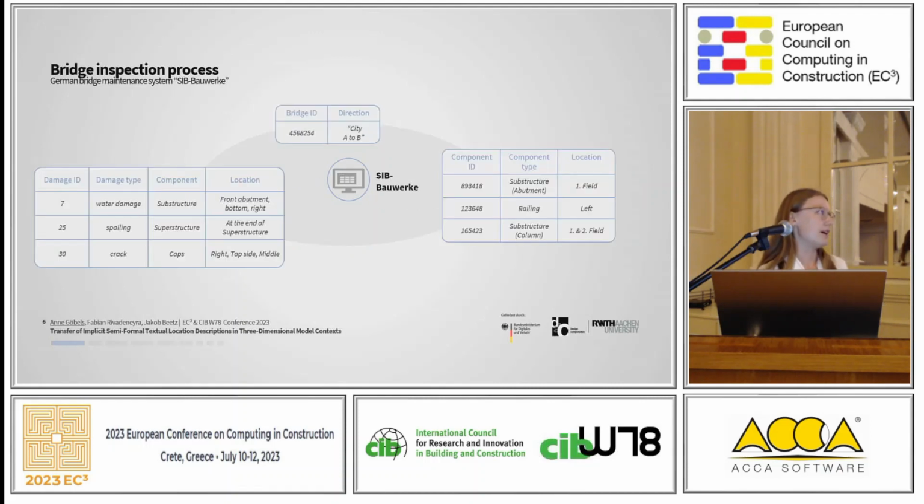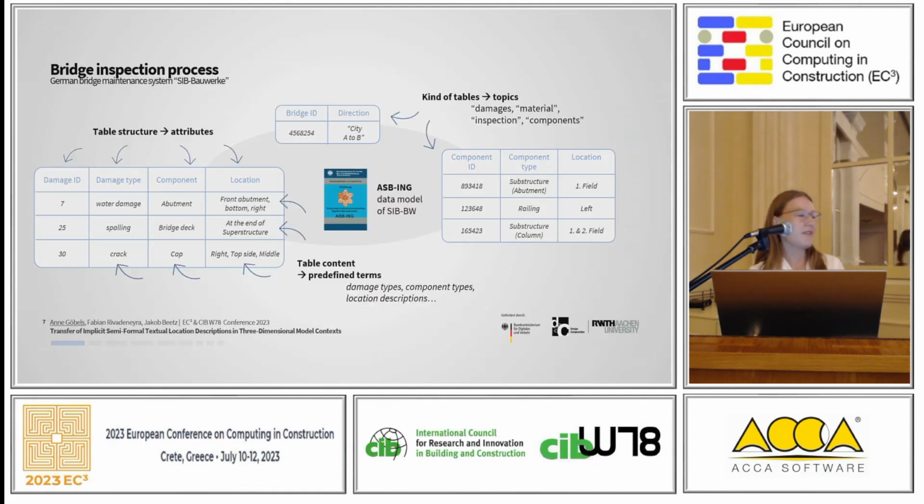It's a relational database, so this is how it looks in a simplified view. We have different tables covering different topics. And there's a data structure behind it, so you're not free to use any words you like. In Germany, it's the ASB-ING, the data model of this inspection data software. It defines the tables, so the topics we use to document all these bridge data: damages, material, but also inspections and administrative data.